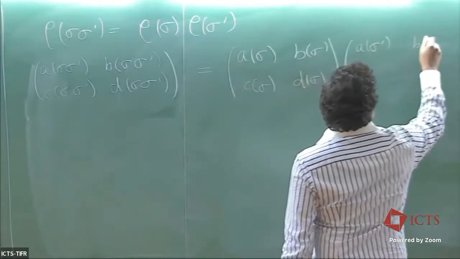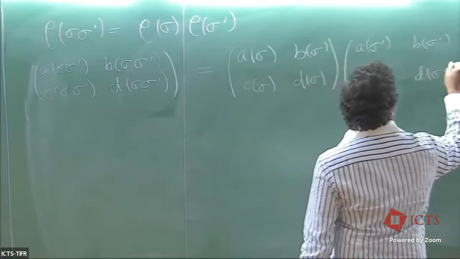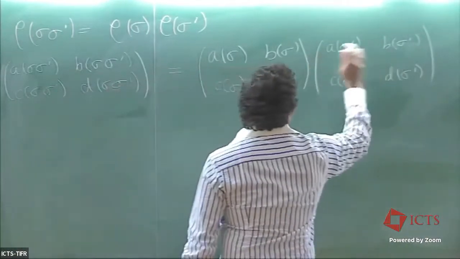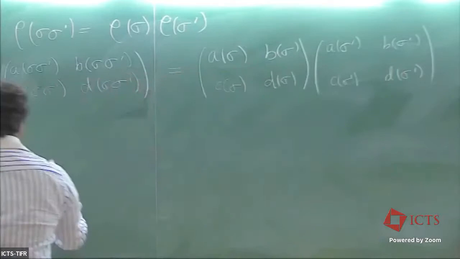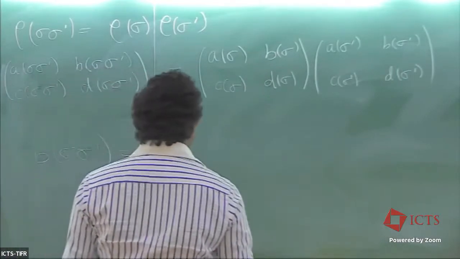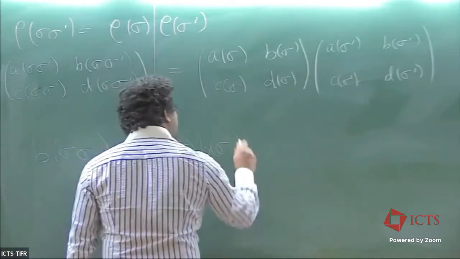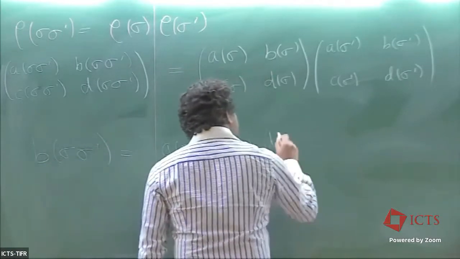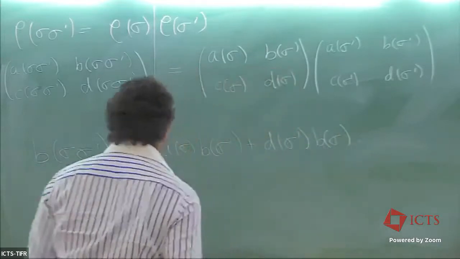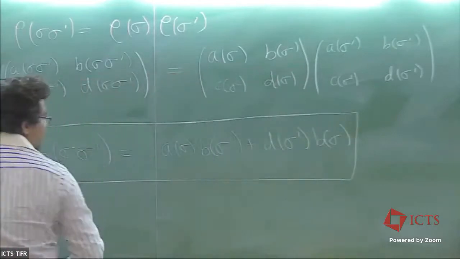A sigma prime, B sigma prime. I don't even need to write all these things. So you just compare the upper right hand entry of this product with this, so you get B sigma prime. This thing is simply A sigma times B sigma prime plus D sigma prime times B sigma. I'm going to use this in a short while.